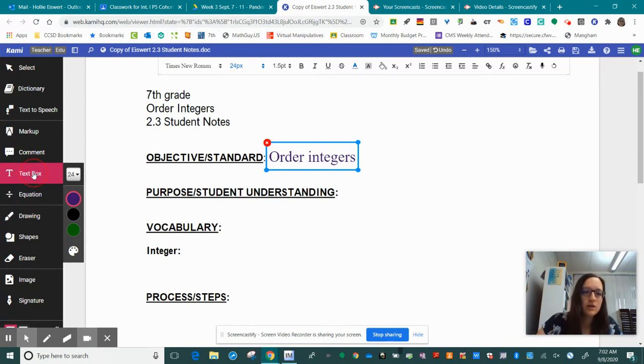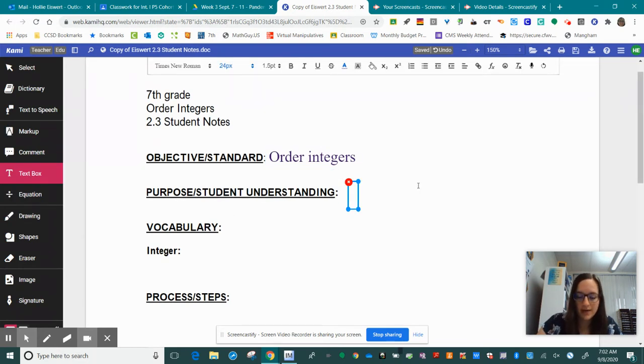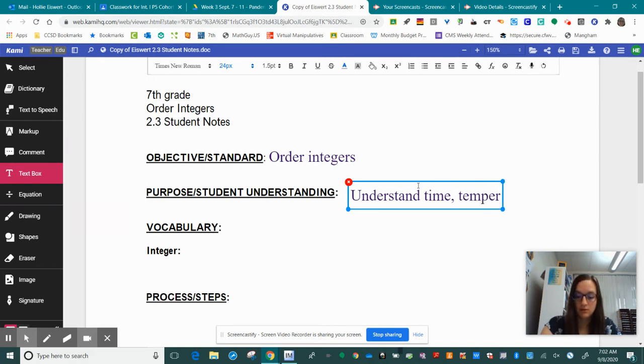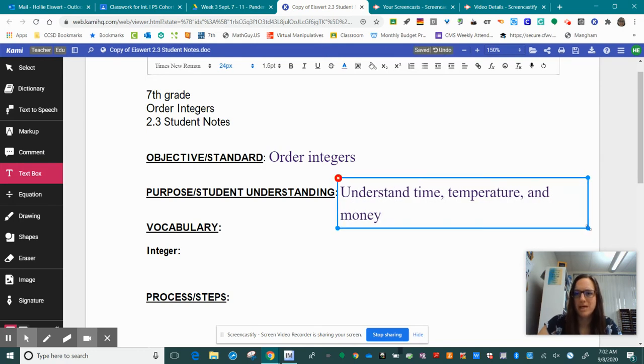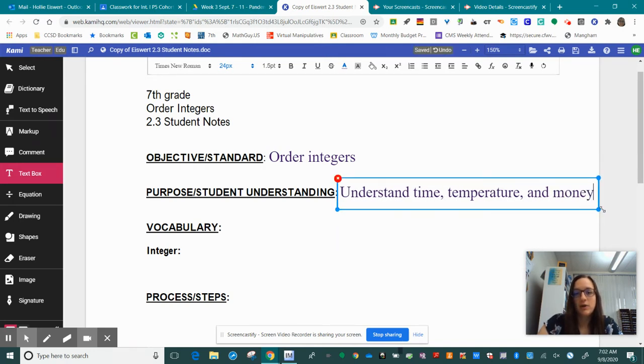Why are we going to do this? Great question. So here's where we answer that. Understanding integers is useful in real-life situations, such as when we are trying to understand time, when we are trying to understand temperature, and when we are trying to understand money. Yes, it is important to understand this for money. That's where most of you guys will focus there, the money. Temperature is good. Time, also helpful.